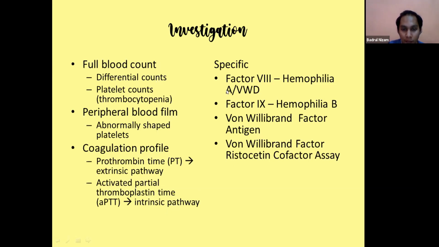Okay. Next, for the specific examination, it depends on the cause of the disease. If the investigation shows a prolonged coagulation profile, we might need to proceed with factor 8 assay, which will be reduced in hemophilia, or factor 9, and maybe we need to do also the von Willebrand factor antigen in the case of von Willebrand disease, or the von Willebrand factor ristocetin cofactor assay to assess the function of the von Willebrand factor to cause platelet aggregation in the presence of ristocetin.